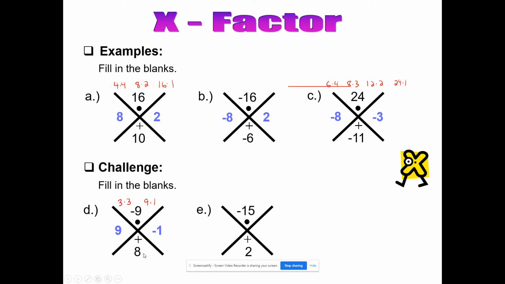Okay, let's take a look again. So 15, I've got 3 and 5, and 15 and 1. Okay, and I want them to be a 2. Well, 3 plus 5 is 8, but 5 minus 3 is 2. So if I make it 5 and negative 3, I can get that 2 that I'm looking for. And 5 times negative 3 is negative 15. Perfect.